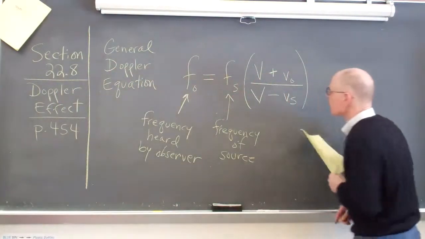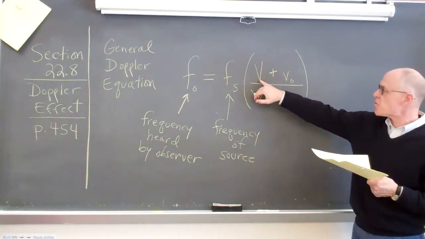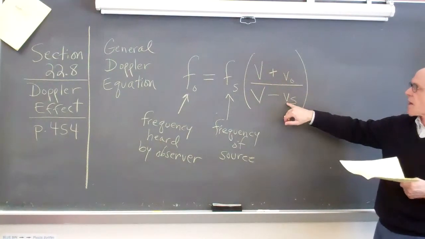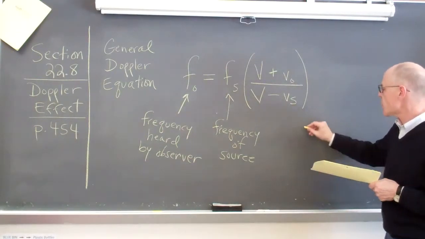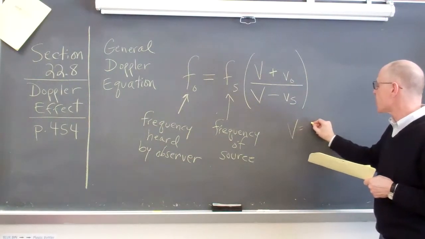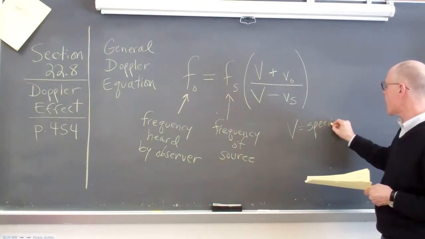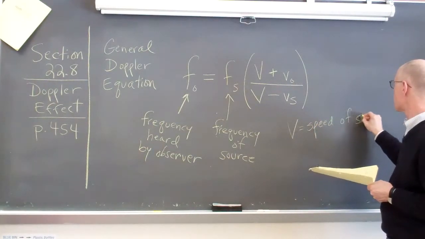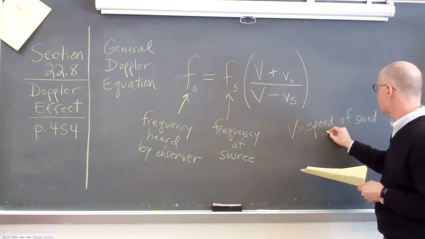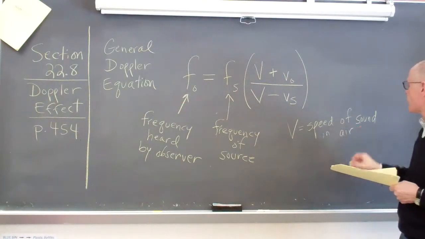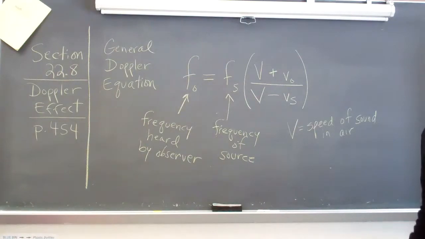All right, the rest of the terms. We have an uppercase V and a couple of lowercase v terms. The uppercase V is the speed of sound in air. How are we going to get that? In some problems you're just told what it is. In other problems you might be given the air temperature, and then you'll have to calculate from the air temperature what the speed of sound in air is.